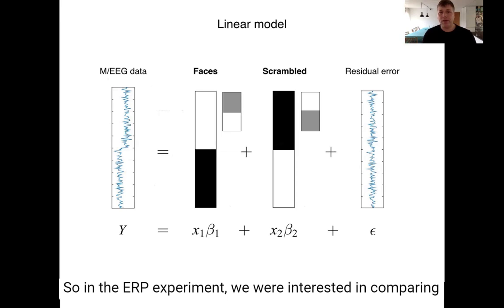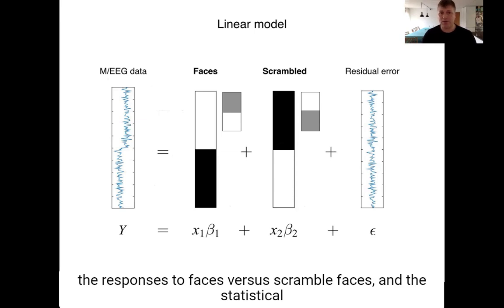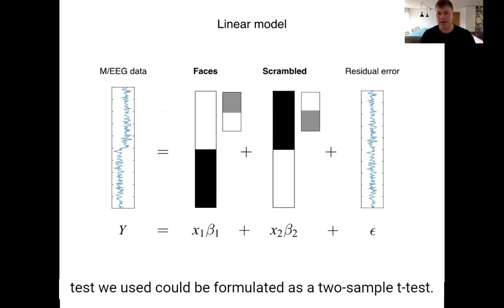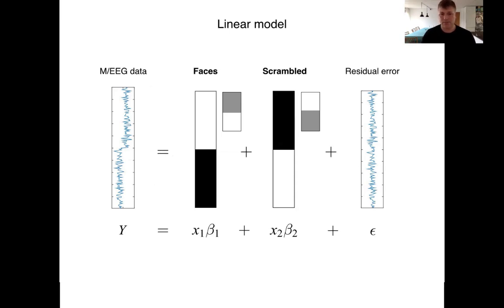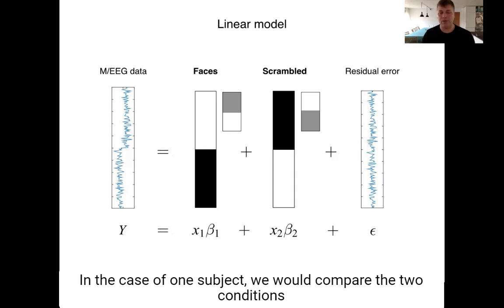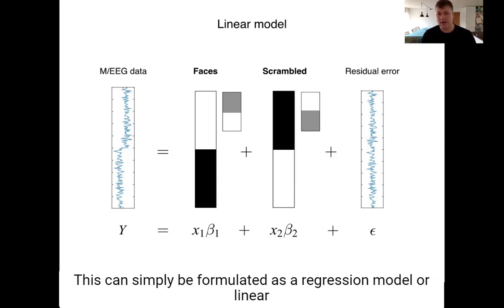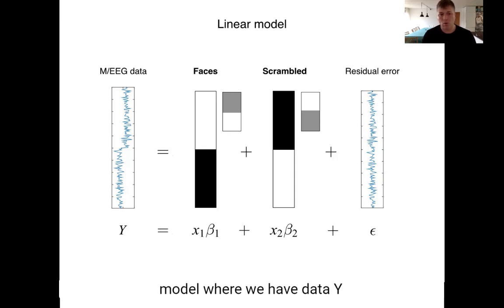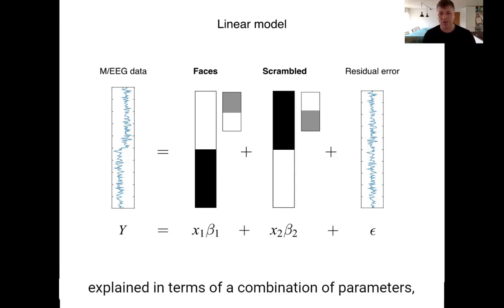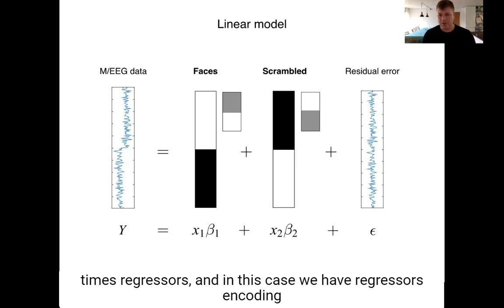So in the ERP experiment, we were interested in comparing responses to faces versus scrambled faces. The statistical test we used could be formulated as a two-sample t-test. Say in the case of one subject, we would like to compare the two conditions. This can simply be formulated as a regression model, or linear model, where we have data Y explained in terms of a combination of parameters times regressors.